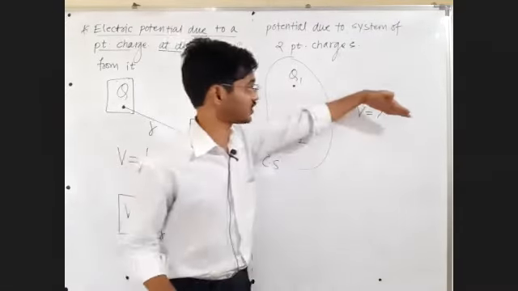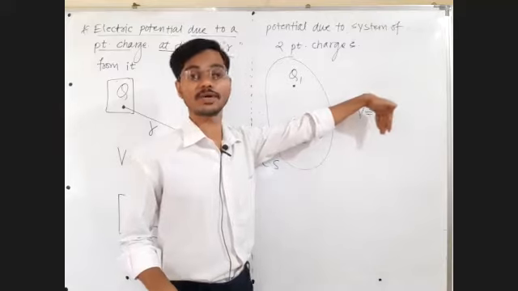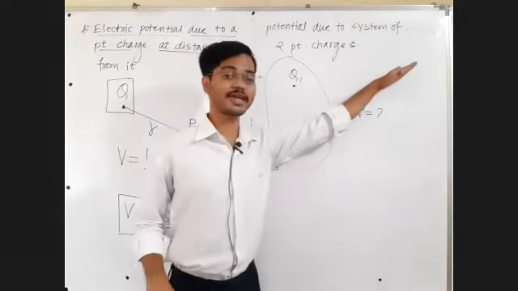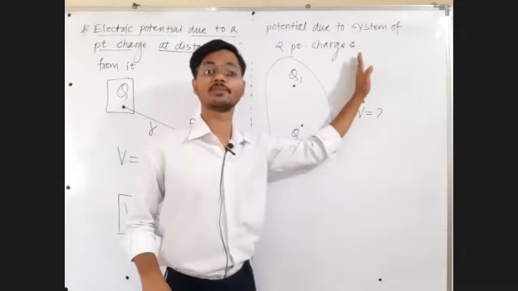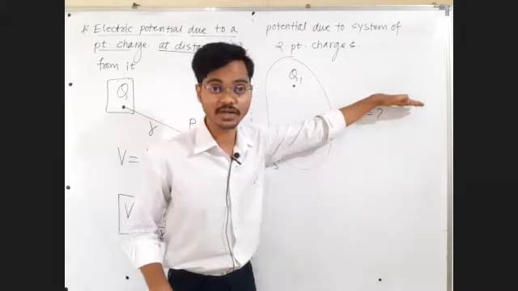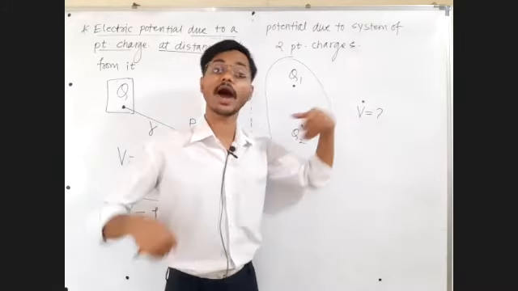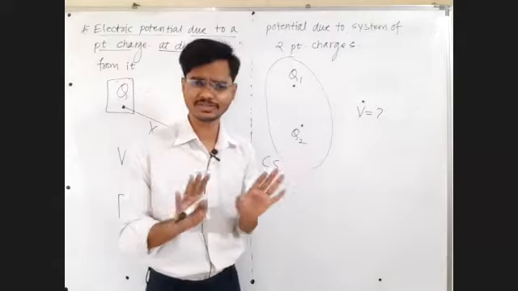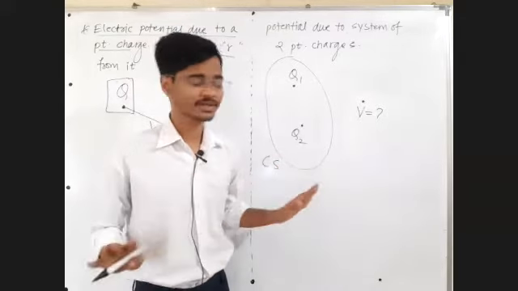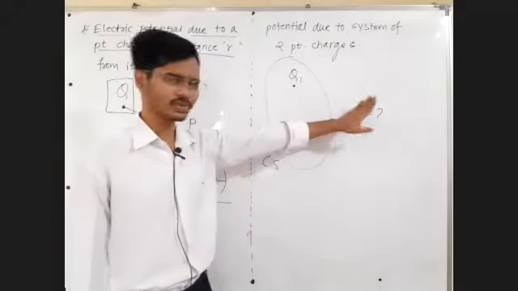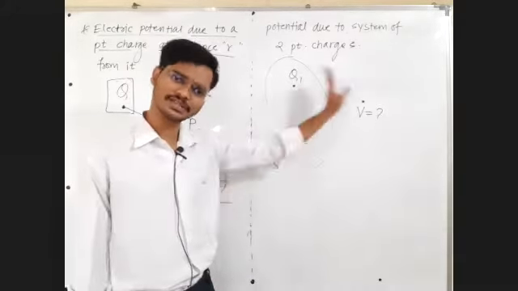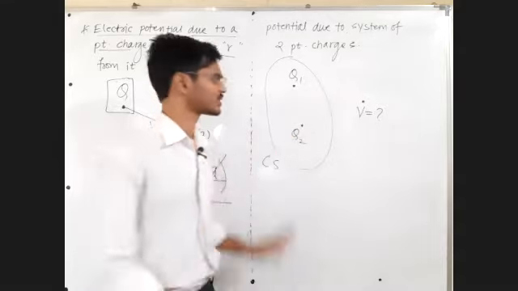For the electric field, the first vector is like this, find its x component, y component. The second vector is like this, find its x component, y component. Find the net x component, the net y component, and then find the resultant. This much task is not required here. Find the potential due to the first charge, find the potential due to the second charge, get the answer.